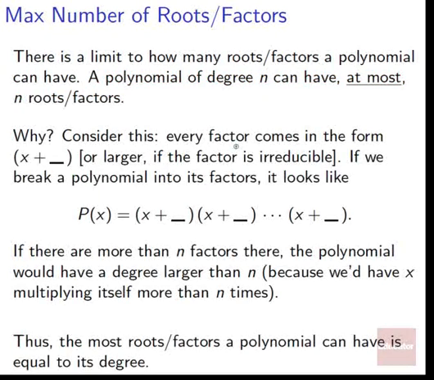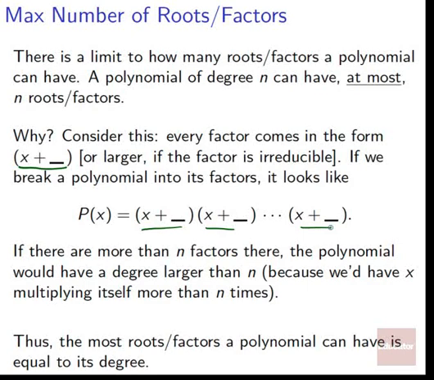Why is this the case? Well, consider this. Every factor comes in the form x plus blank, or even larger if the factor is irreducible. It might be blank x squared plus blank x plus blank. But the very smallest, it's got to be x plus blank. If we break a polynomial into its factors, we're going to get x plus blank times x plus blank times so on and so on, up until x plus blank.